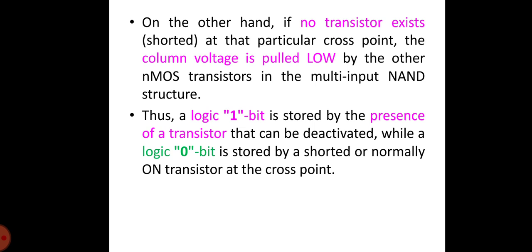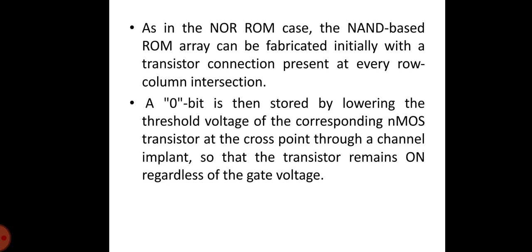Thus, a logic 1 bit is stored by the presence of the transistor that can be deactivated, while a logic 0 bit is stored by a shorted or normally on transistor at that cross point. So as in the NOR ROM case, the NAND based ROM array can be fabricated initially with a transistor connection present at every row column selection. The 0 point is then stored by lowering the threshold voltage of the corresponding NMOS transistors at the cross point through a channel implantation, so that the transistor remains on regardless of the gate voltage.